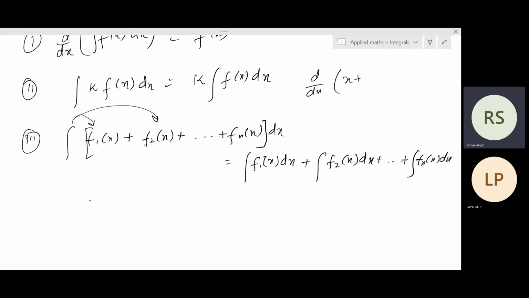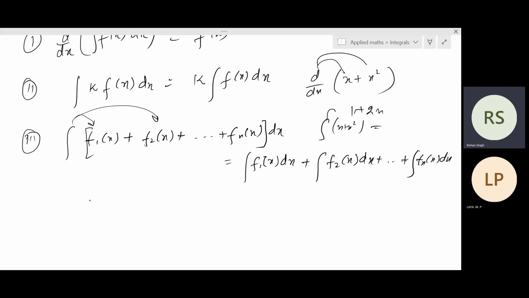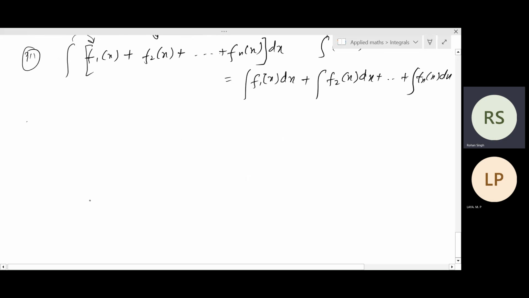If you have x plus x square, you will be differentiating x, then you will be differentiating x square. Yes, sir. There will be 1 plus 2x. Same thing here. If you have integral of x plus x square, first of all you will be integrating x, then you will be adding, and then you will be integrating x square. The fourth one, we can combine these two and write one more property, but that's okay. So let's jump to the exercise now.